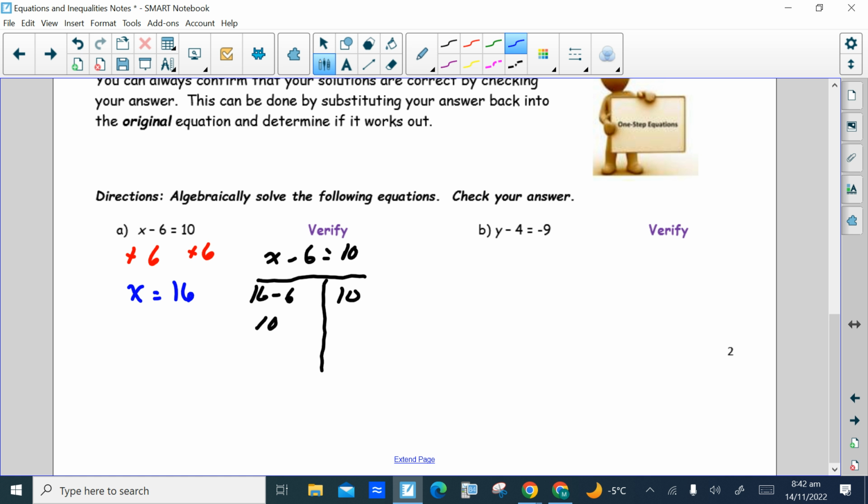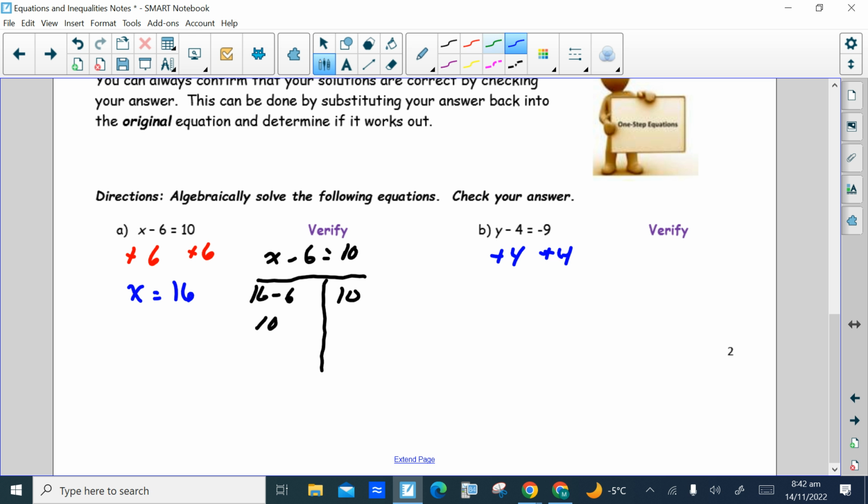So there's the answer. Question B. We want to get the letter y by itself. So you got to look and see what's hooked onto the y and how. Hooked onto the y is a 4, and it's hooked on there by subtraction. The opposite of subtracting 4 is adding 4. So we're going to add a 4 to the left because we want to get the letter y by itself. But whatever we do to the left side, we have to do the same thing to the other side. So we're adding 4 to both sides.